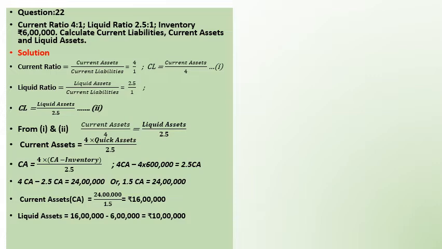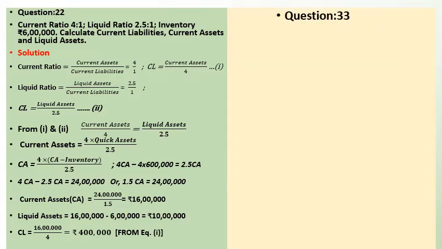If you minus it, you will get 10 lakhs liquid assets, and current liability by putting equation 1, that is CA by 4, that CA current assets is given 16 lakhs by 4, that is equal to 4 lakhs. That is your question number 22. Now moving on to the second question.